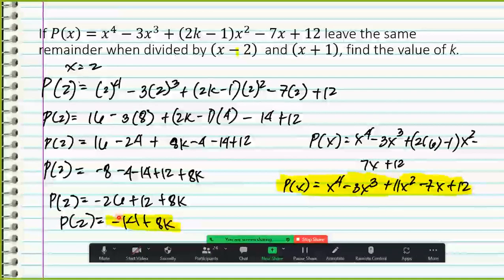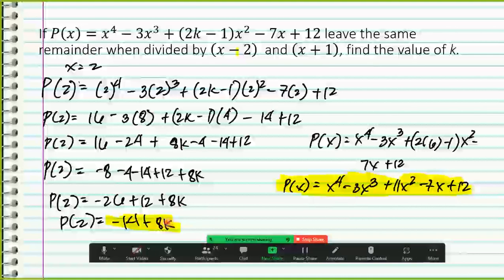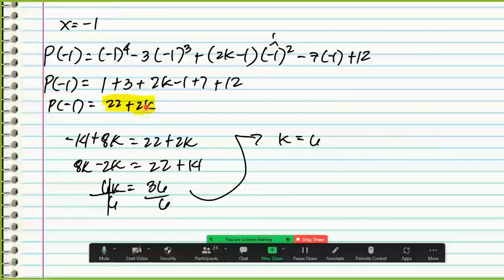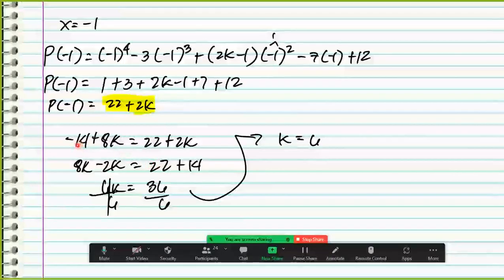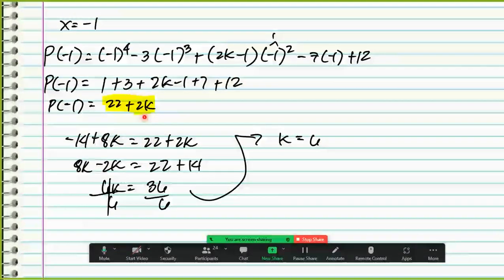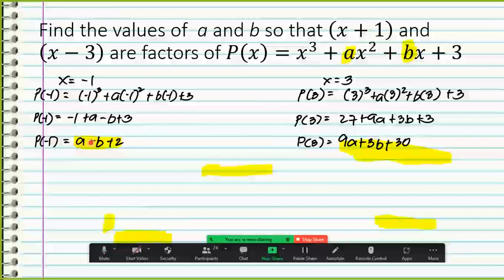Okay? Can you see? Negative 14 plus 8k. So we have the same variable k, so we can equate that to each other, meaning to say, equal them to one another, because we have the same and only one variable. But in the case of this example, we have two variables. So we will solve that in a system of linear equations or non-linear equations whatsoever. That's what we will do.